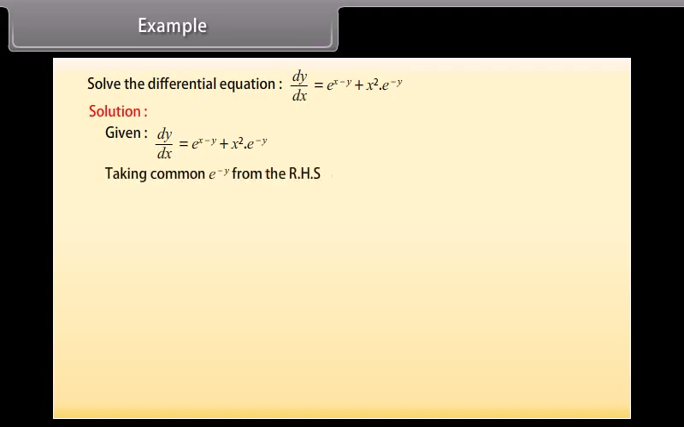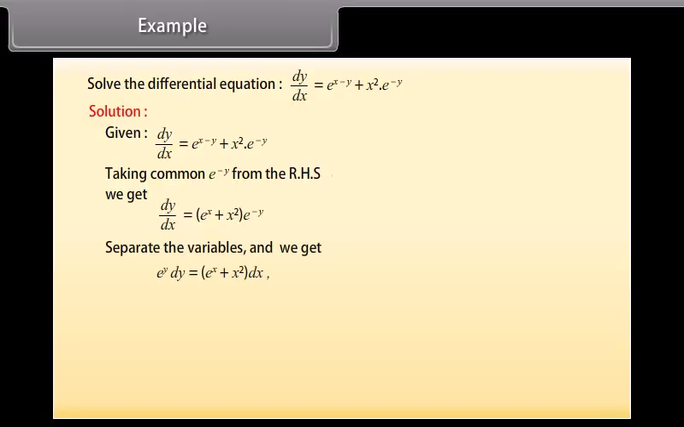Taking common e power minus y from the right hand side, we get dy by dx equals e raised to the power minus y into (e raised to the power x plus x square). Separate the variables and we get e raised to the power y dy equals (e raised to the power x plus x squared) dx.